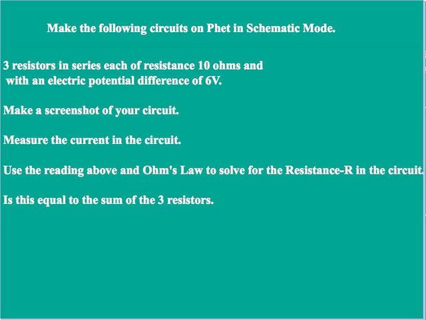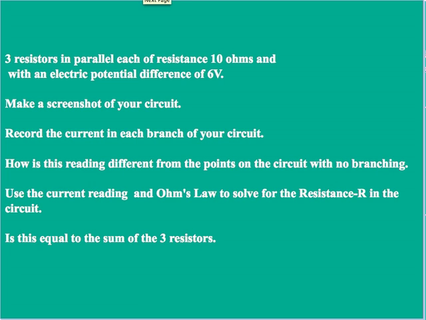And then the answer that you get using Ohm's law, I want you to consider if this is equal to the sum of the 3 resistors. And then you move to 3 resistors in parallel, each of resistance 10 ohms again, with an electric potential difference of 6 volts. Make a screenshot once more, but this time it's important to record the current in each branch of your circuit.